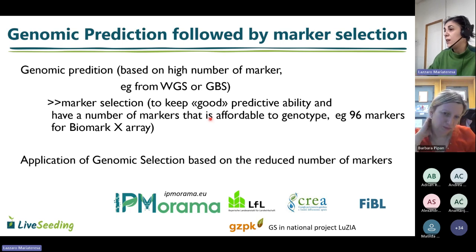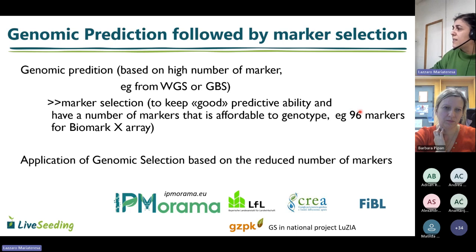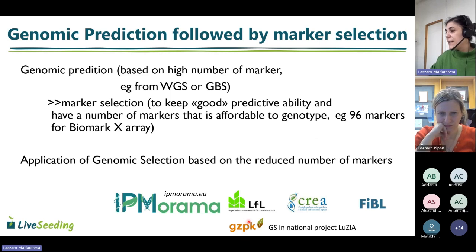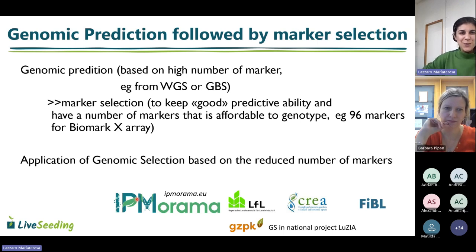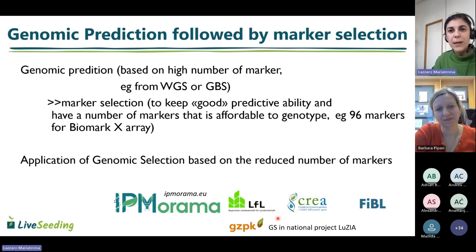In this case, we have chosen the Biomark X array, which allows us to genotype in one go 96 markers by 96 accessions, so it's cheap and high throughput. Together with our collaborators, the LFL, the CREA in Italy, and the GZPK in a European project, we are trying to bring this from the conceptual phase to the application phase of marker-assisted selection. So we still have a few steps towards the full implementation in our breeding program.